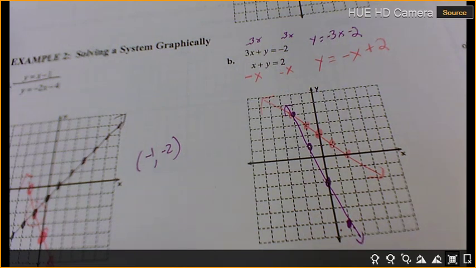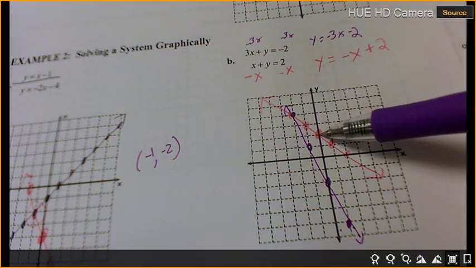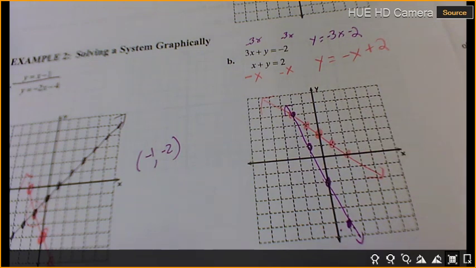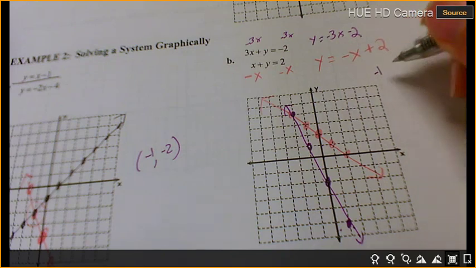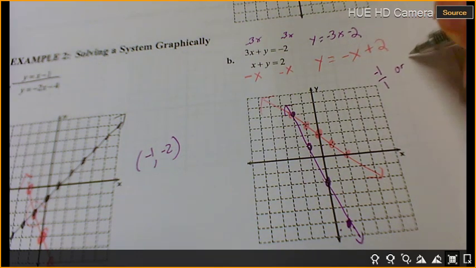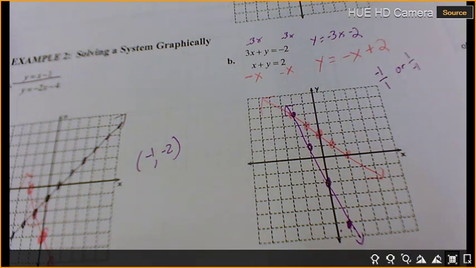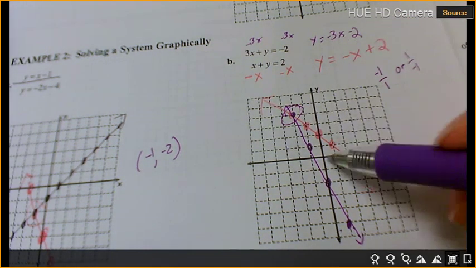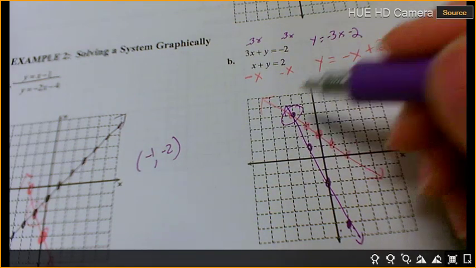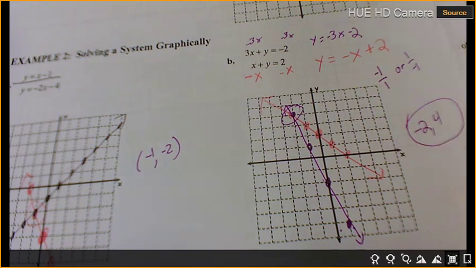About graphing that line, Abby, did you put your first dot at positive 2 on the y-axis? Did you then go down 1 to the right 1, or up 1 to the left 1? Remember, it's either negative 1 over 1 or 1 over negative 1. Okay, so they intersect right here, and that point is negative 2, 4.